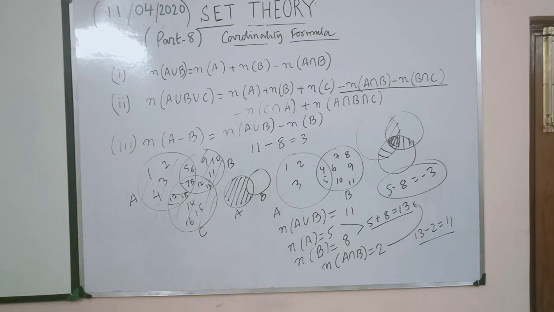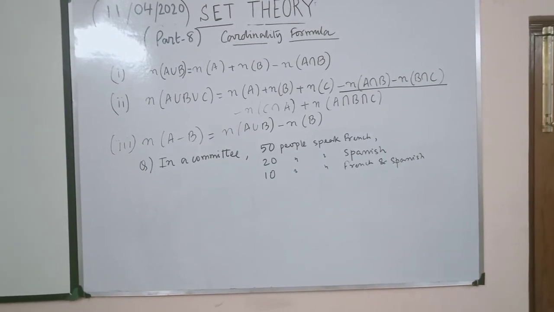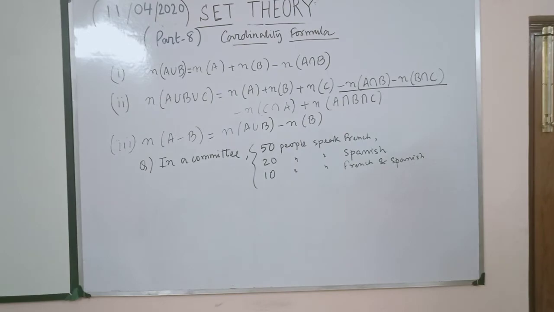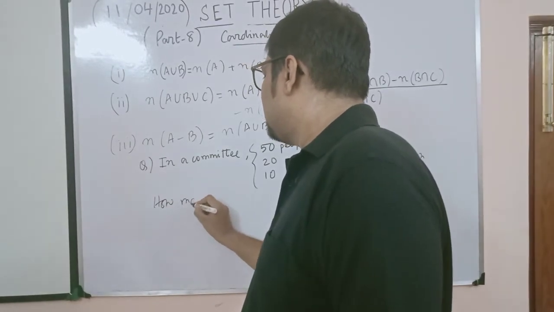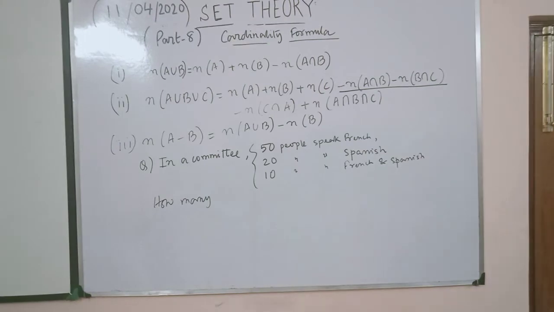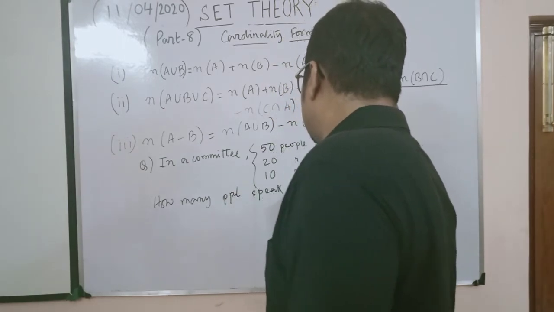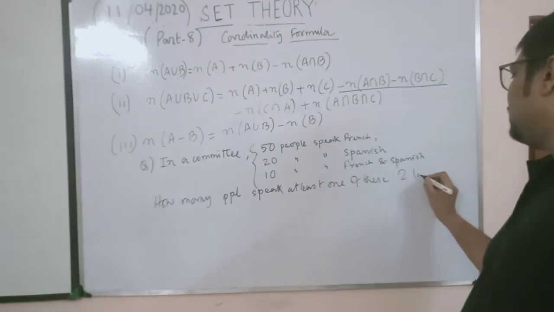Okay, so now we will see a very simple sum. We will write up a simple sum and try to analyze how the cardinality formulas are working. So I write a sum over here which says there is a committee. In that committee, this is the data: 50 people speak French, 20 people speak Spanish, and 10 people speak French and Spanish. So what is the question? How many people speak at least one of these two languages?